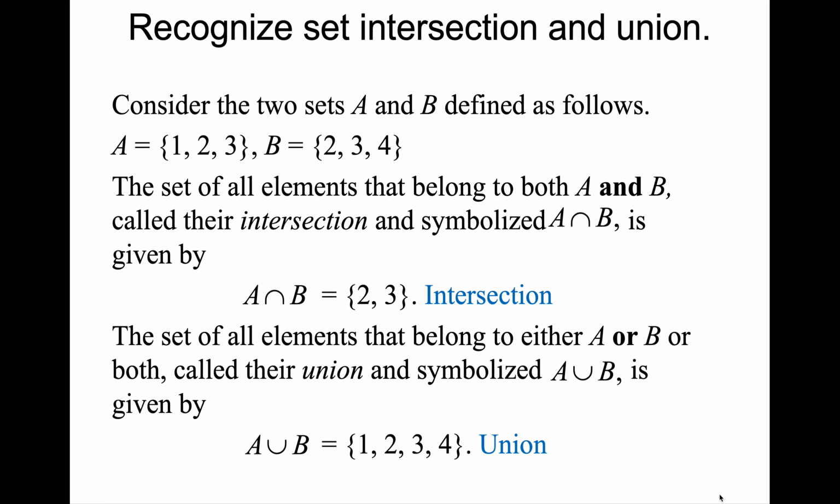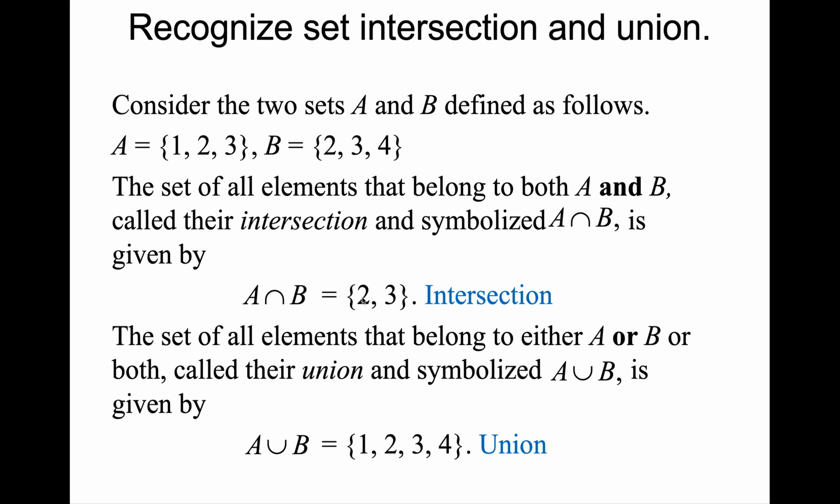So the first thing is we have to recognize a set intersection and a set union. Those are two different ideas. If you have two sets, like you see on the screen, A and B, the set of elements that belong to both is the intersection. So if I look at these, 2 and 3 are in both sets, so A intersect B, which is written with a kind of upside down U, is 2 comma 3.